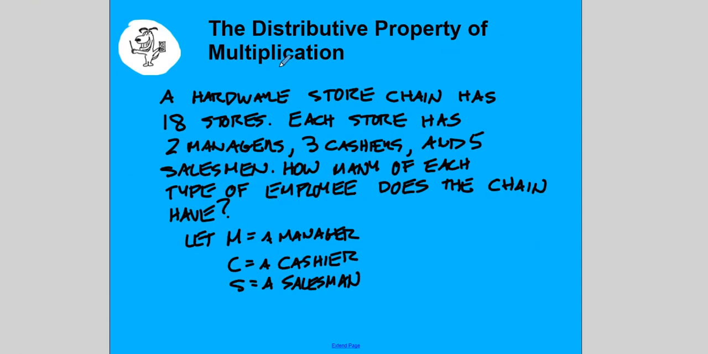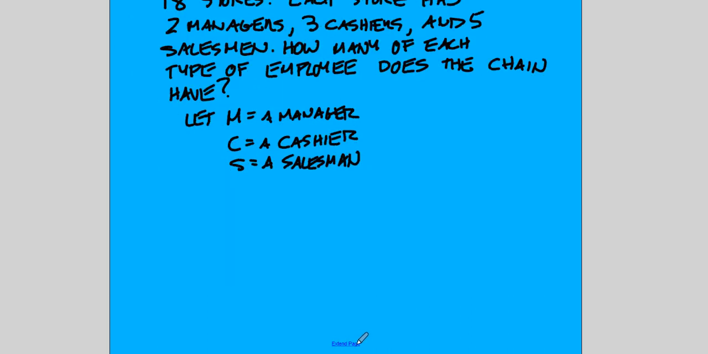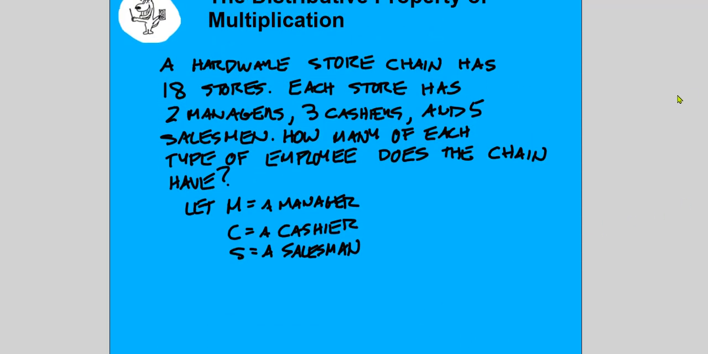Okay, then just a little word problem where you could use a distributive property. A hardware store chain has a total of 18 stores. Each store has 2 managers, 3 cashiers, 5 salesmen. How many of each type of employee does the chain have? Well, one way is you just multiply 18 by everything here, but that's really a distributive property problem.